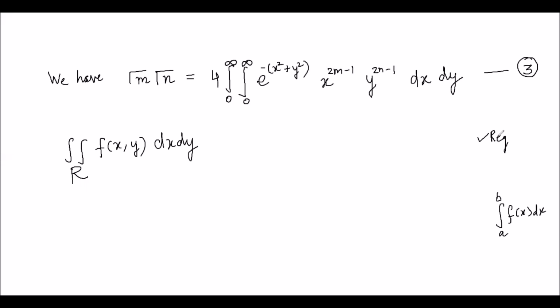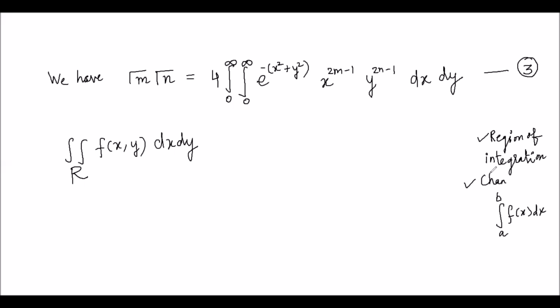The first one is the region of integration, which means over which region R we are integrating. The second important thing when we evaluate the double integral is the order of integration. And sometimes we change the variable, we follow the change of variable technique for evaluating the double integrals.